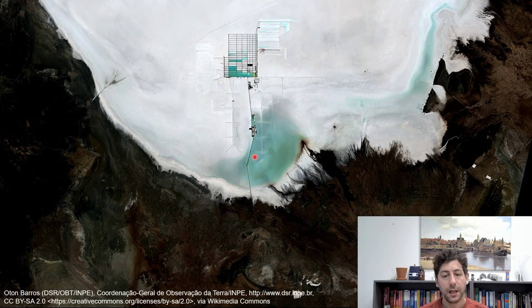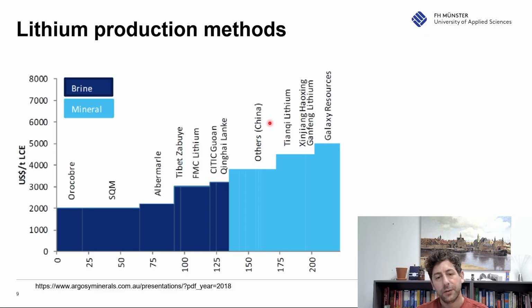Australia is a very big lithium production country, and mainly they do mining. And the second possibility we have is these brines, right? So we take water, we evaporate the water, and the lithium is enriched, and then we get the lithium from this groundwater here.